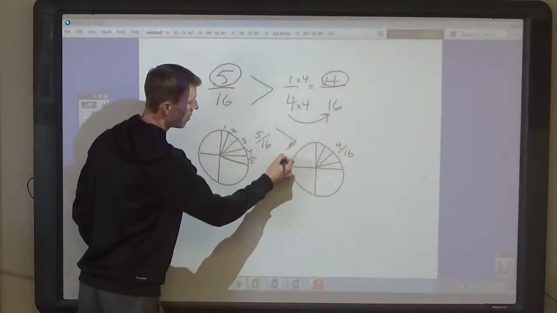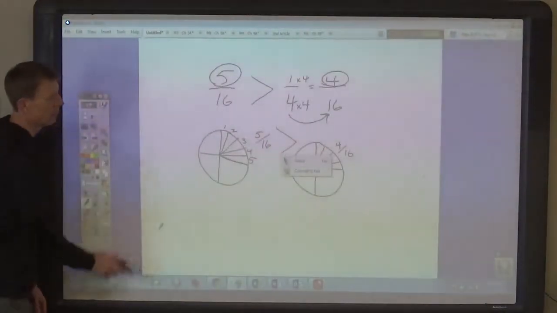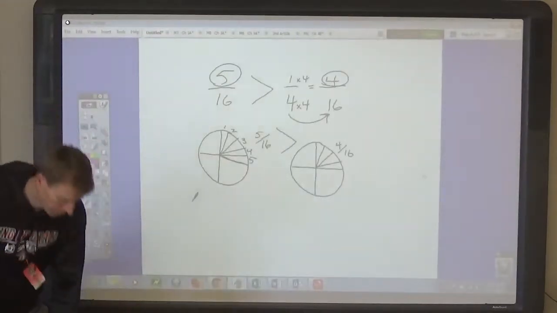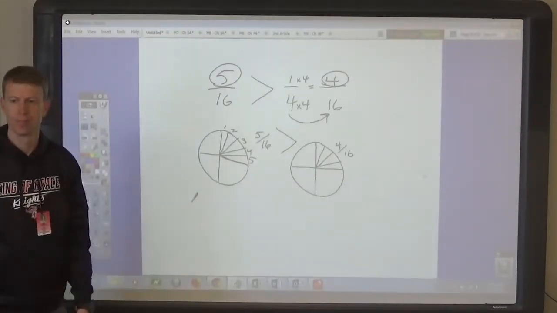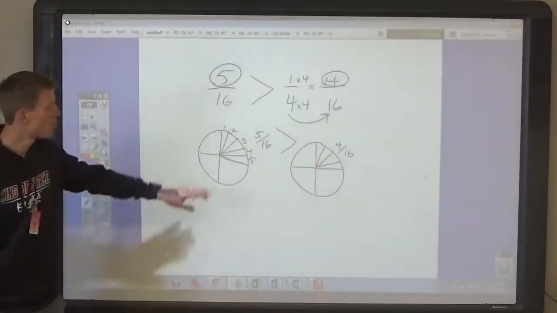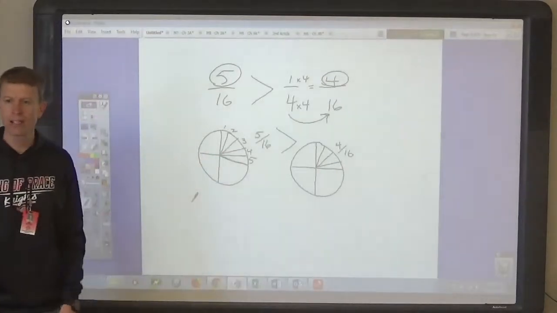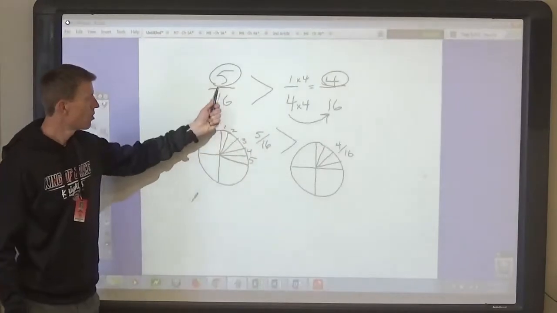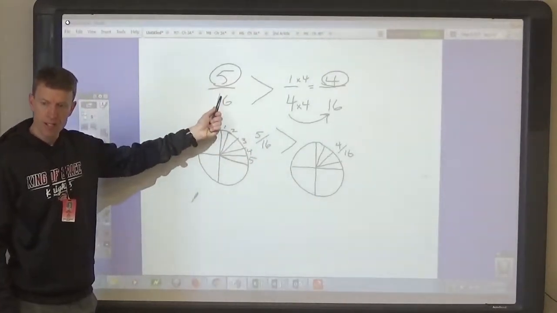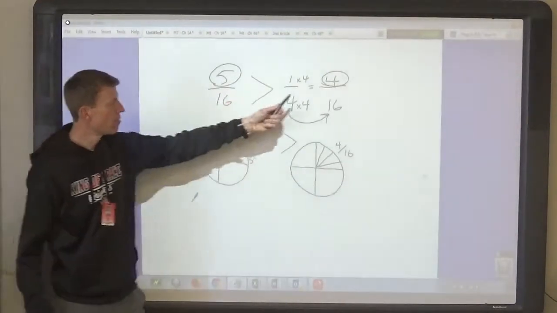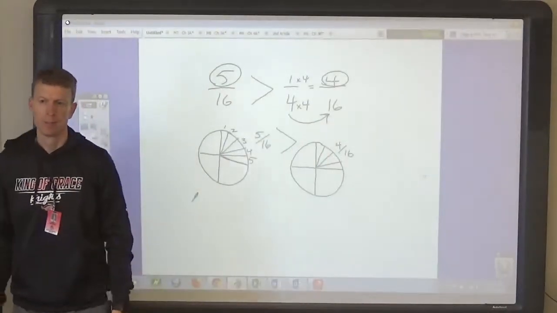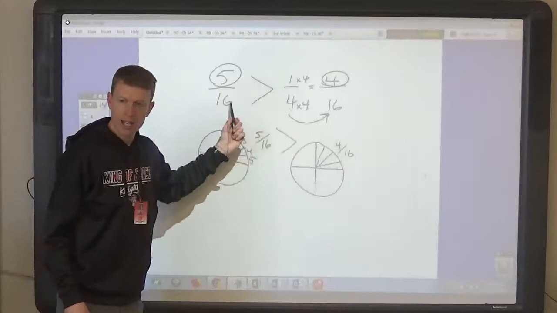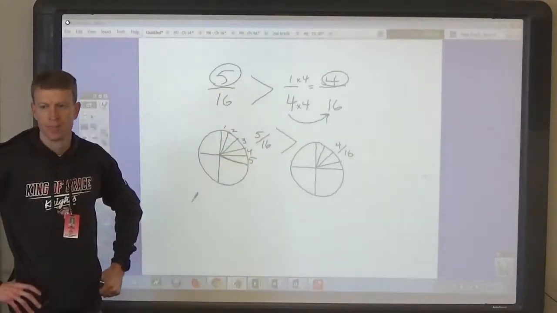5/16 is greater than 4/16. Okay? That's how we could show that. There's a lot of different ways to show that. But this shows that 5 pieces of 16ths is more than 4/16. The pieces are the same size once they have the same denominator.